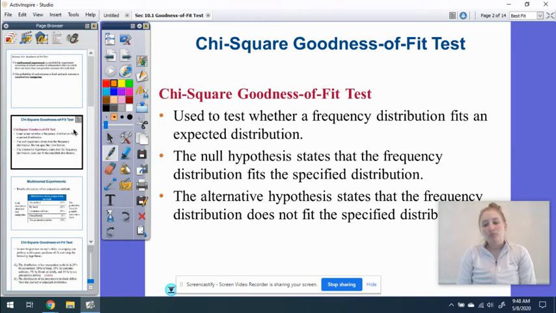So we're going to be using something called the chi-square goodness of fit test. What this test does is determine whether or not the frequency distribution fits our expected frequency distribution. In this case, our null hypothesis is always going to state that the frequency distribution fits the specified distribution. So that's like what they're claiming. And then the alternative is going to be that they don't fit that specified distribution.